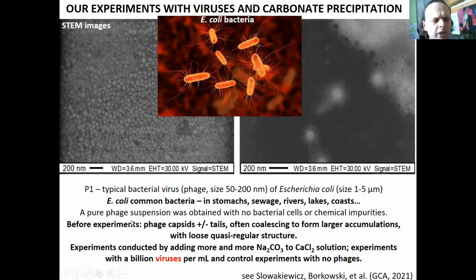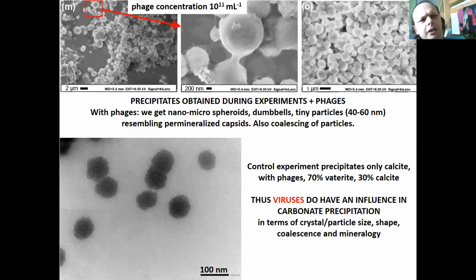Okay, and for our experiments, we used a carbonate solution. We simply added more and more sodium carbonate to the calcium chloride solution. Okay, and we did experiments with phages, and we also did, obviously, control experiments with no phages to compare whether there are any similarities between them or not. And here are the results of our experiments, which have been published finally, I don't remember, in November, I think, last year in GCA, where you can read more in detail about these experiments.